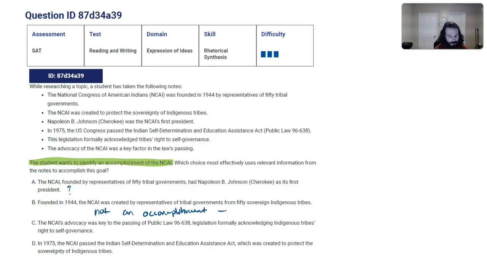More about its founding, right? So we don't know what they accomplished. We just know about how it was founded or created.